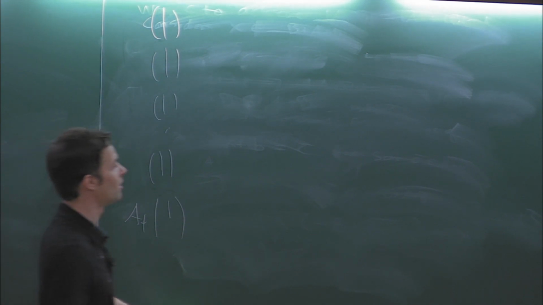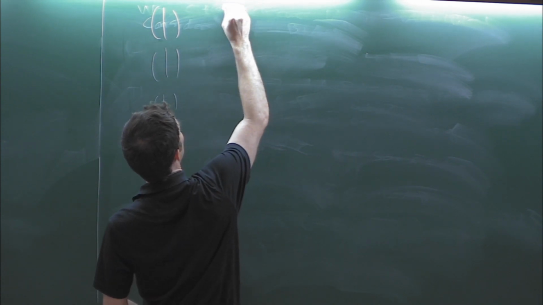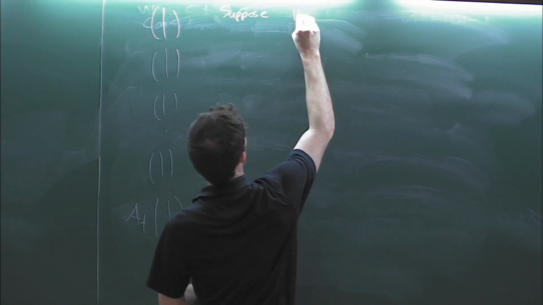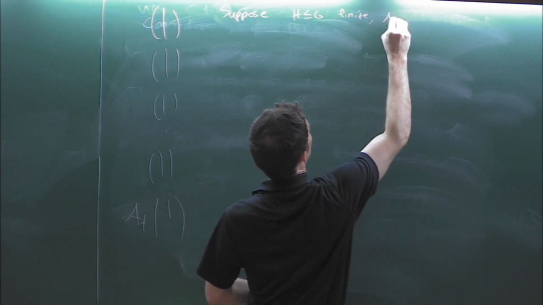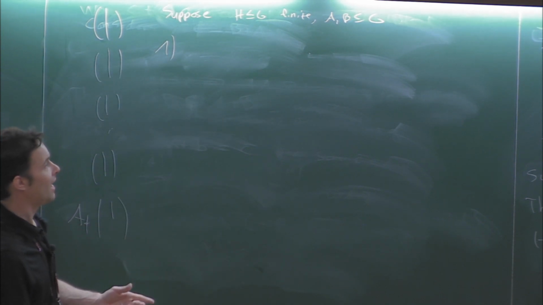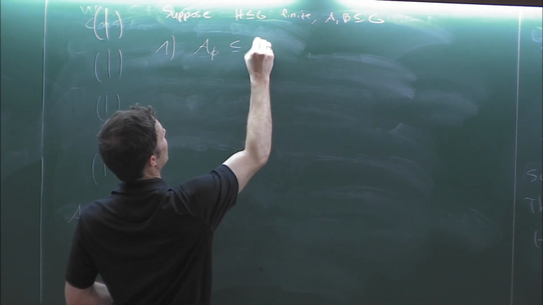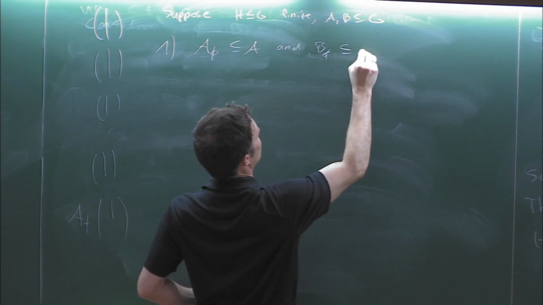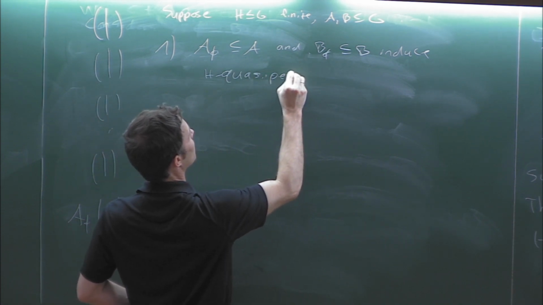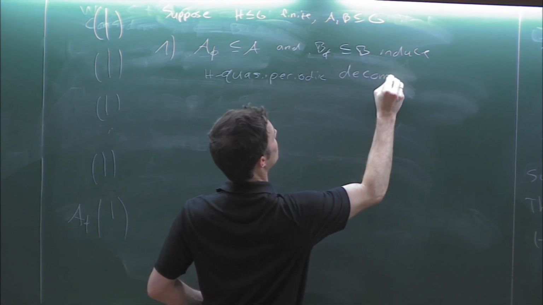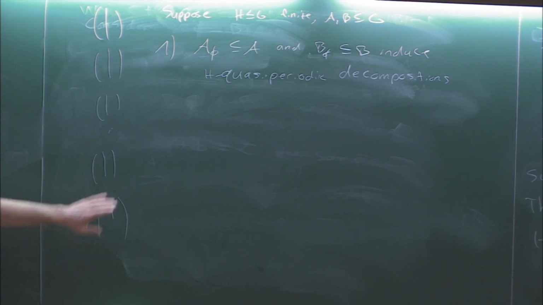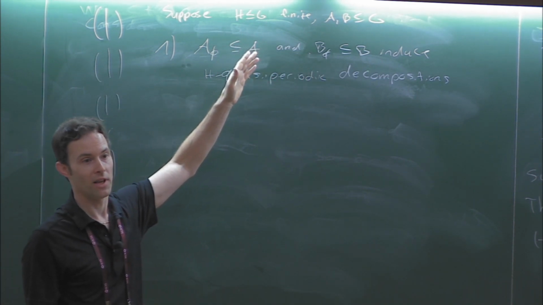Now let's give a general setup as follows. Suppose H is a finite subgroup, and A and B are finite non-empty subsets of G. Let's suppose A naught inside A and B naught inside B induce H quasi-periodic decompositions. That just means that these sets are nearly H periodic. So apart from this H coset slice, A is just a union of H cosets.